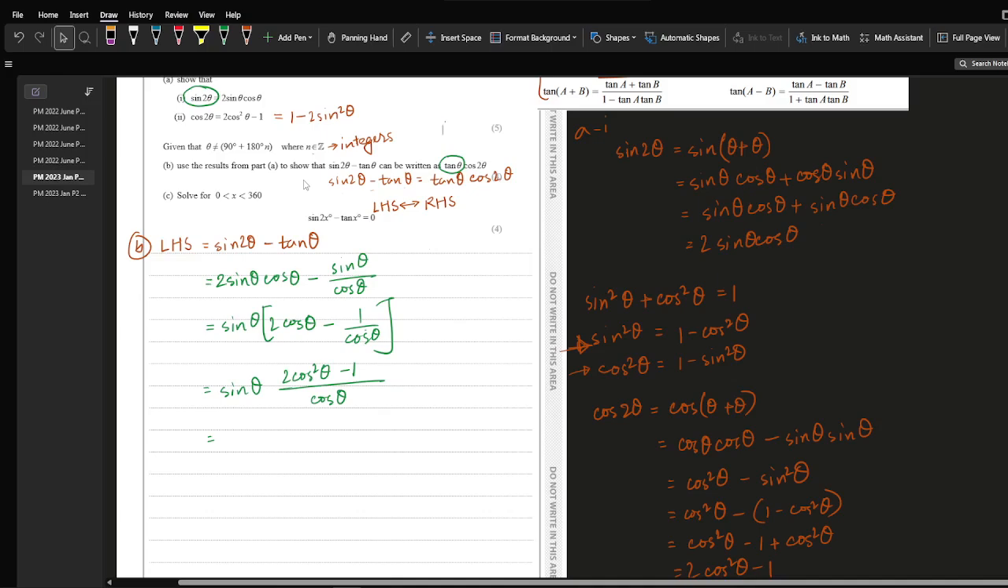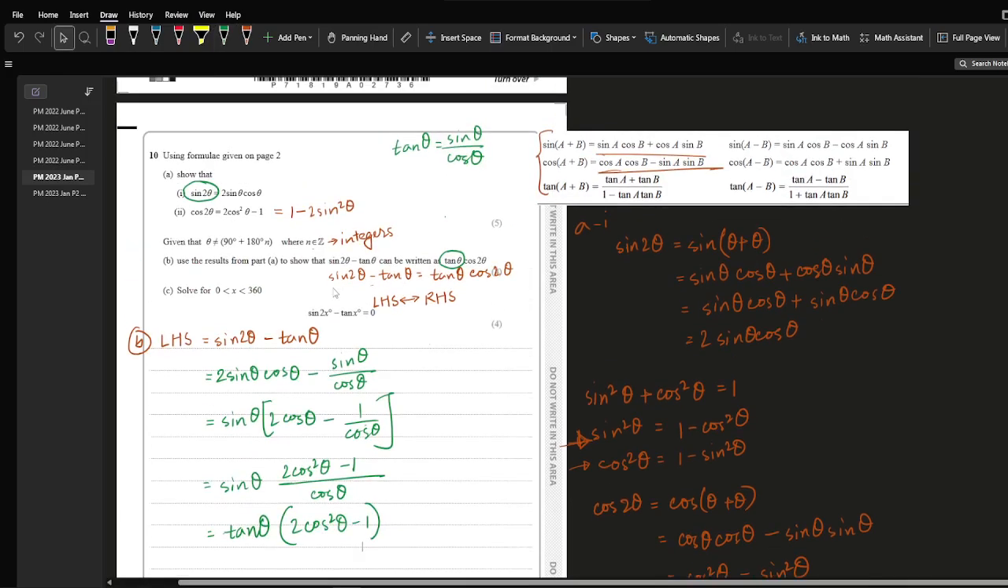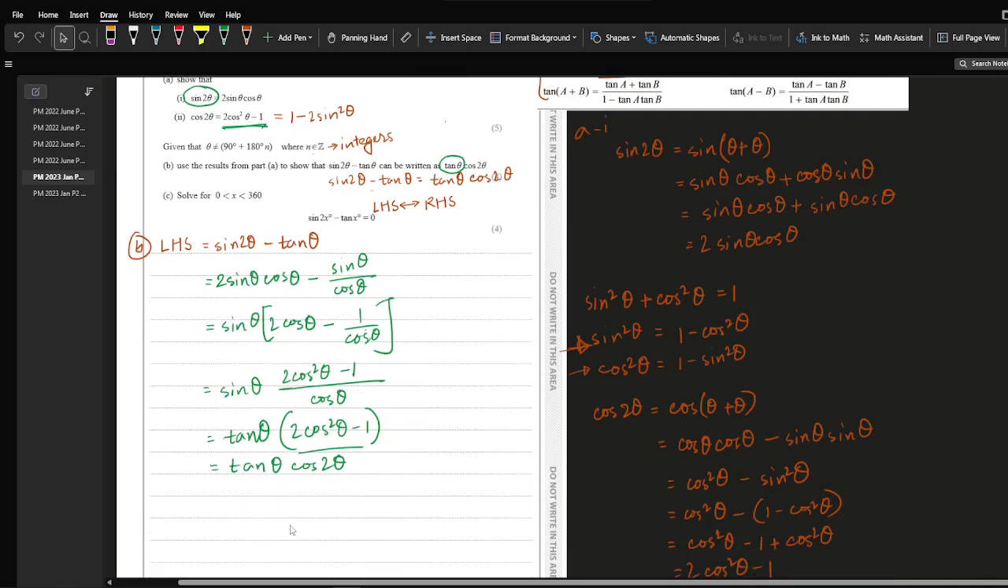Okay, so sine theta over cos theta, we have tan theta right here. What we are left with is 2 cos square theta minus 1, and if you look closely, that is exactly right here. So this you can just replace with cos 2 theta. Okay, that is our right hand side, so left hand side is equal to right hand side.